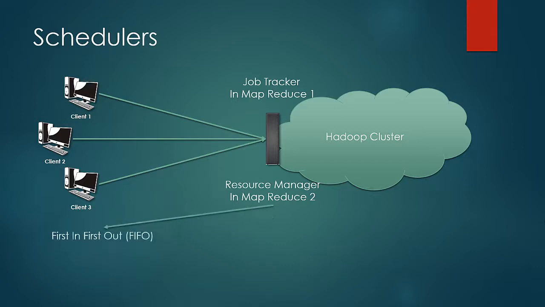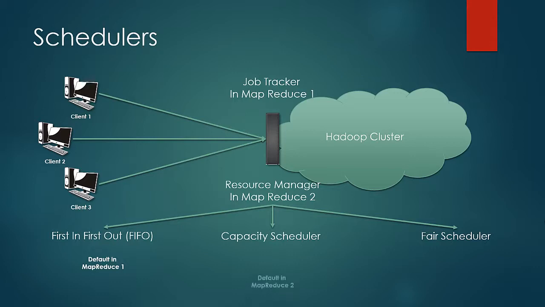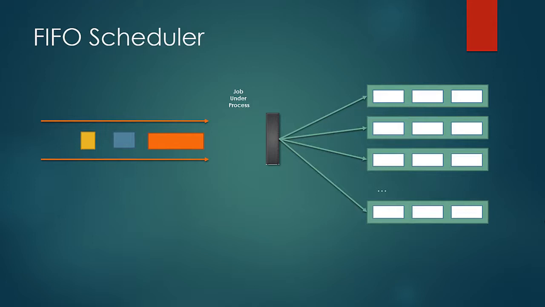First in, first out, also known as FIFO scheduler, fair scheduler, and lastly capacity scheduler. MapReduce 1 comes with a choice of all the three with first in first out as the default, and MapReduce 2 comes with just the fair scheduler and capacity scheduler with capacity scheduler as the default. Let us understand what are these schedulers and their pros and cons. Let us start with first in first out scheduling scheme.